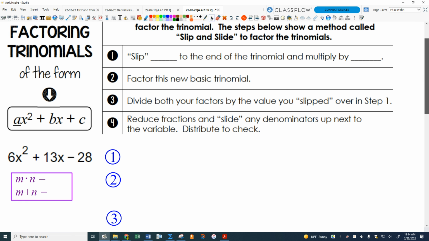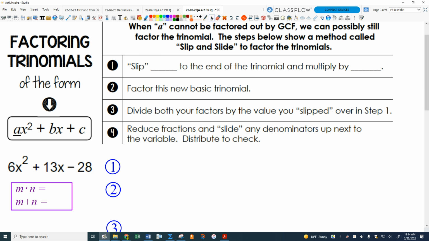Okay, and I'm going to skip this part up at the top. We'll talk more about that later. For now, we're going to review how to do slip and slide. You either called it slip and slide, probably, or bottoms up when you learned this in Algebra 1. Which one was it? Do you remember? Bottoms up. Depending on who you had, they might have called it bottoms up, might have called it slip and slide. It's the same thing, same process.